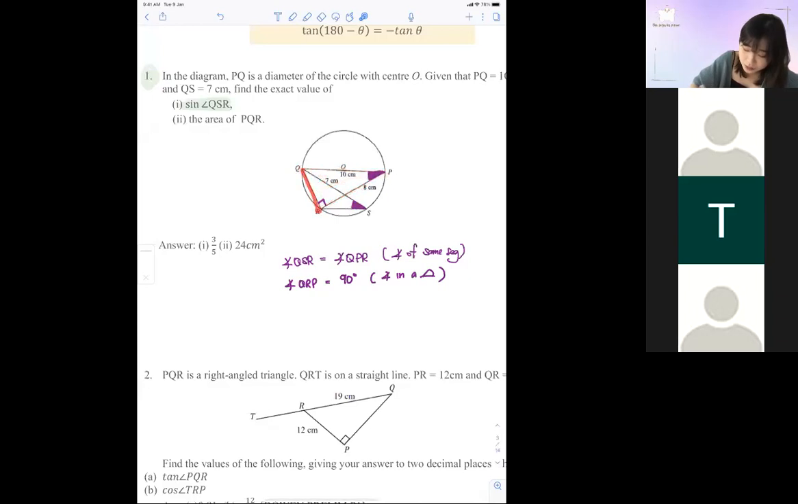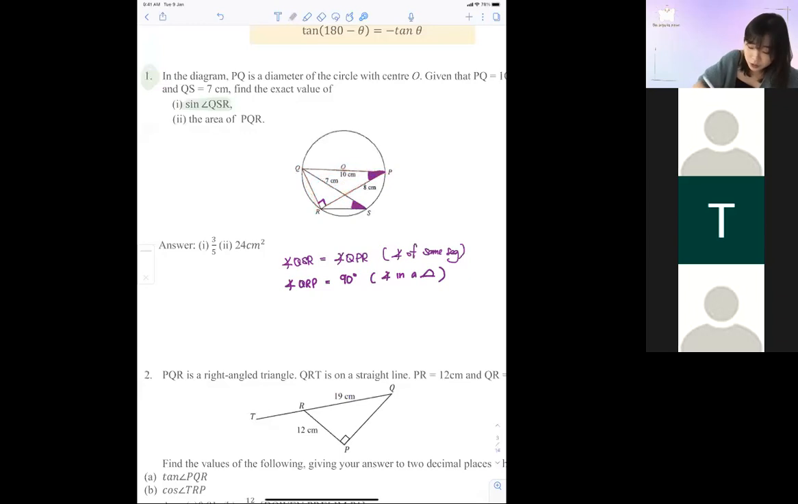So sine is opposite over hypo. We find one by one. We have hypo. We have this one is 8. We need to find this one. So this is a right angle triangle. We can use SOH CAH TOA or Pythagoras theorem.